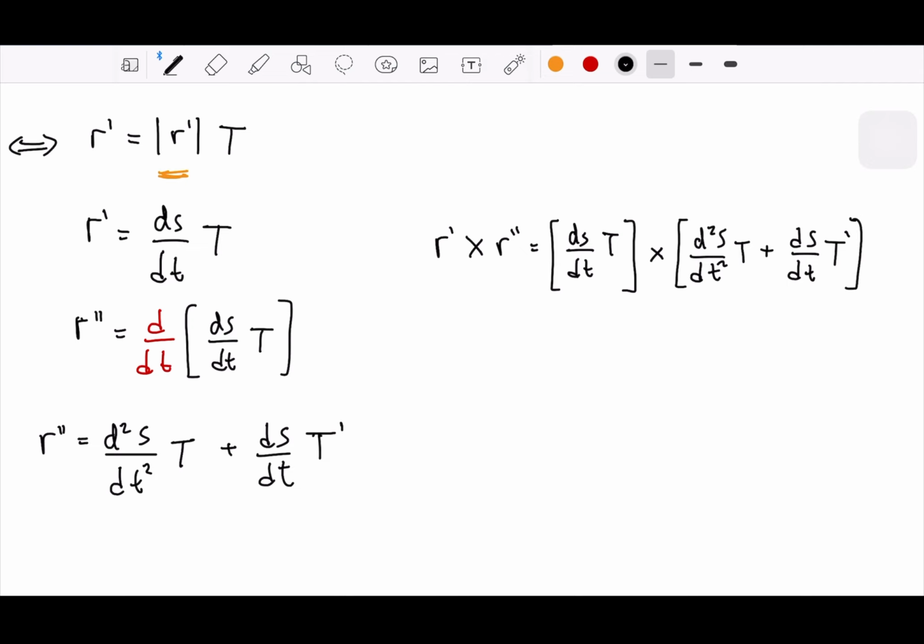Now to cross product, we can deal with it one by one. So first component and then the second one, and remember we need to cross. The notable mention is actually the unit tangent vector. So we will write the first component. This will result in t cross t, which is 0.